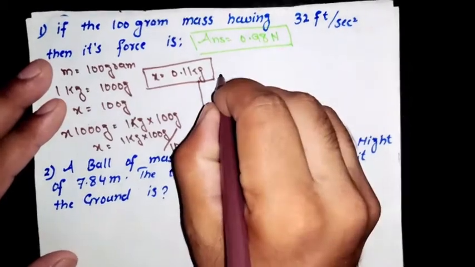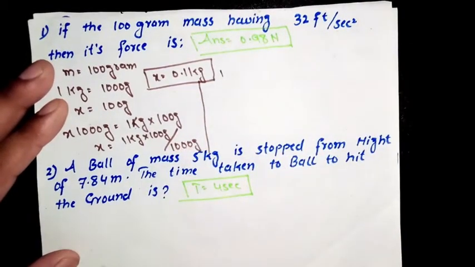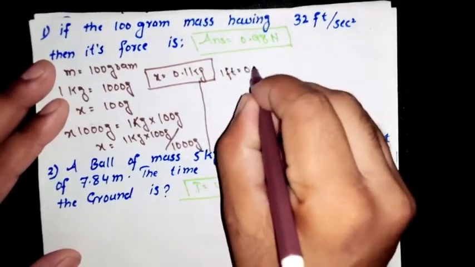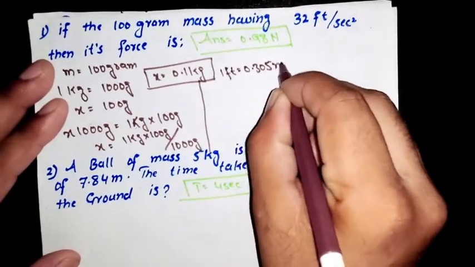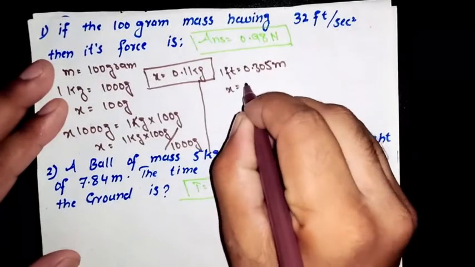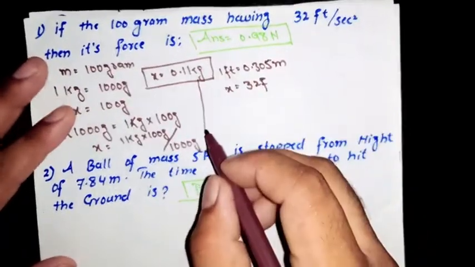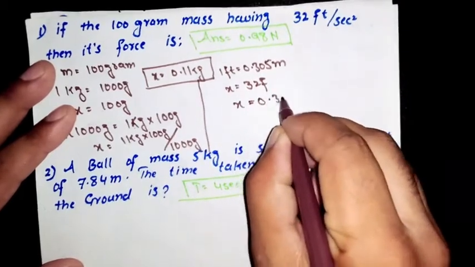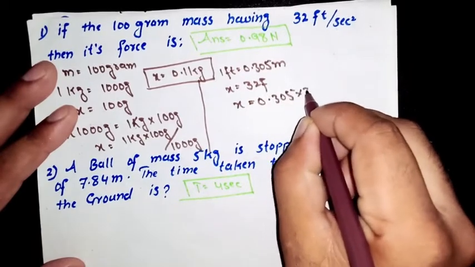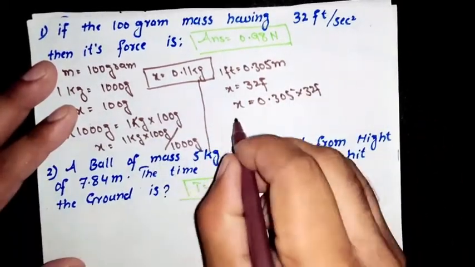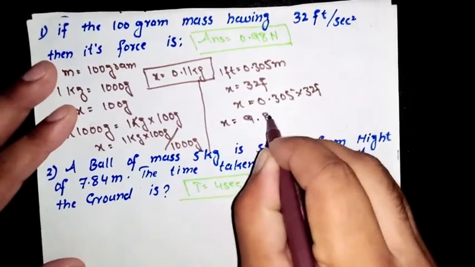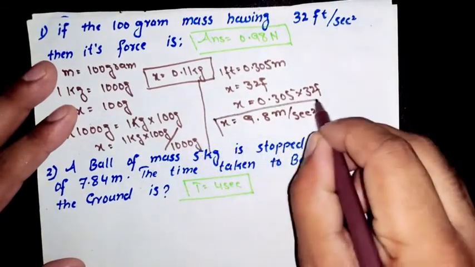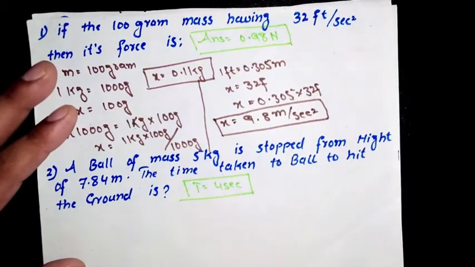Acceleration is given in foot per second square, so we must change it into meter per second square. So 1 foot is equal to 0.305 meter. So x is equal to 32 foot. Now x is equal to 0.305 meter into 32 foot. So x will become 9.8 meter per second square. This is acceleration, converted into meter per second square.